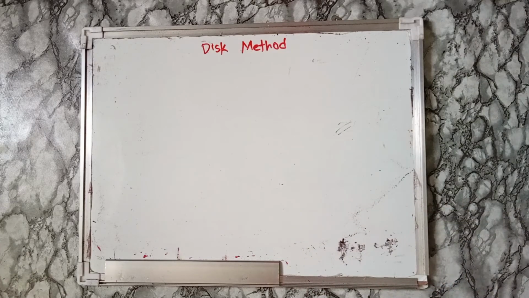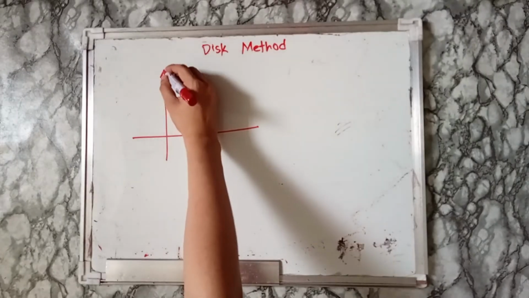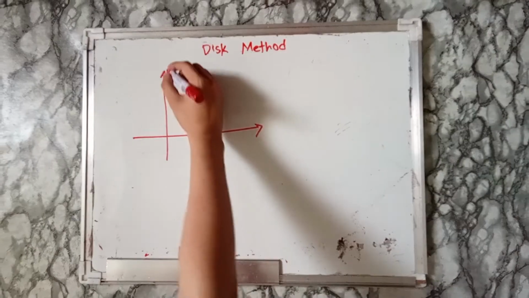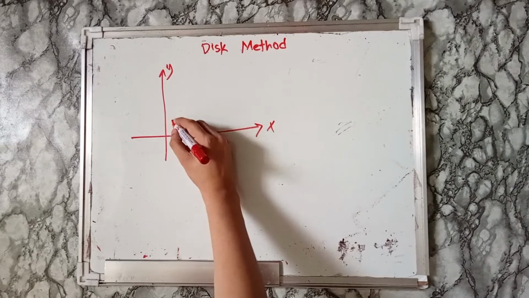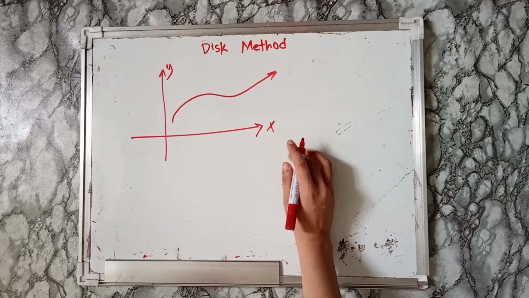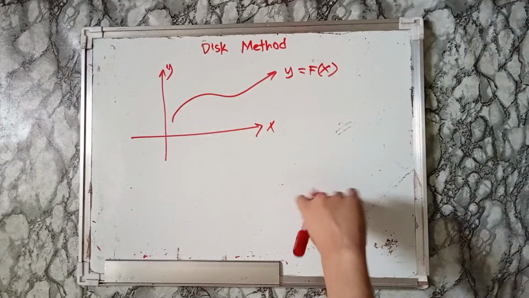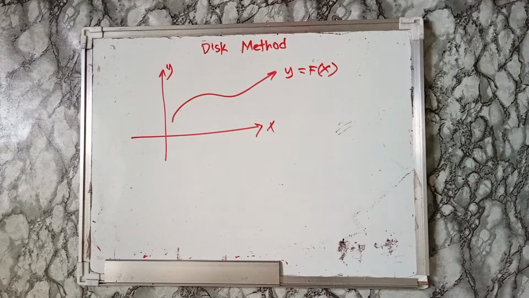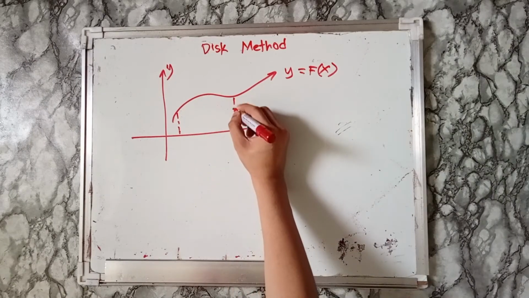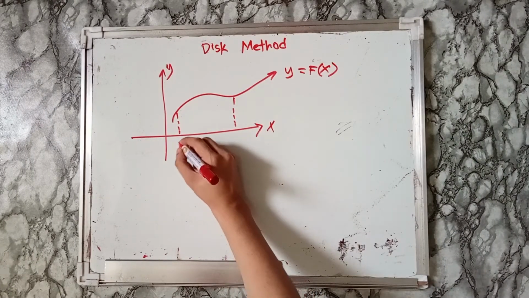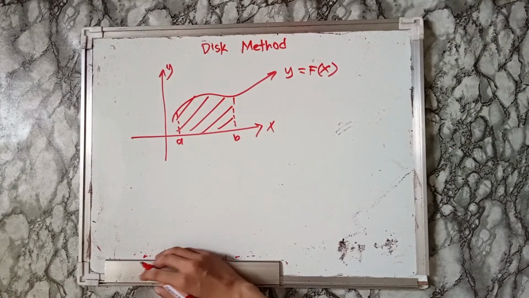Okay, so let's say we have a graph here. Let's label this as y and x. And we have a curve that's something like this. Let's label this as y is equal to f of x. And of course, our area of interest is from a to b. So this is our area of interest.